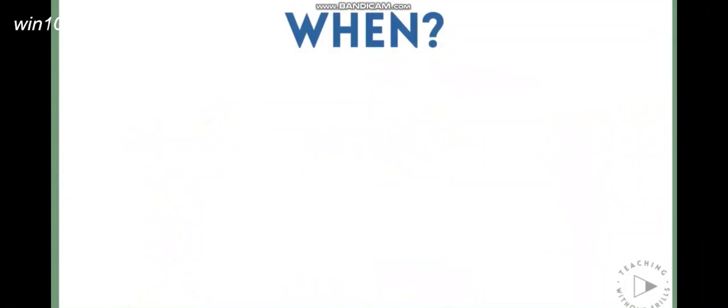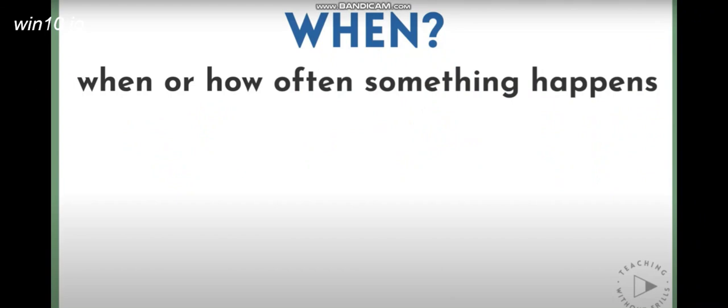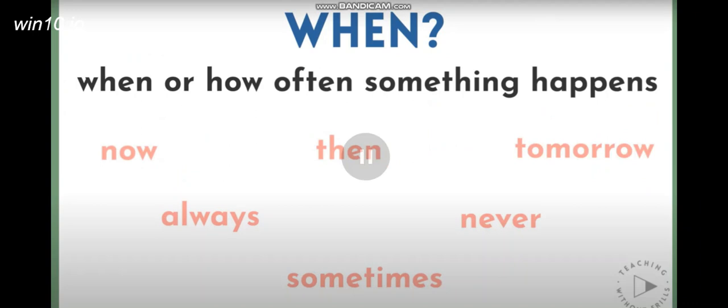Adverbs can also describe when or how often something happens. Now, another is when. That is adverb of time. That is when or how often something happens. And if you see how often something happens, can you remember which type of adverb it is? Adverb of frequency. These are words like now, then, tomorrow, always, never, and sometimes.